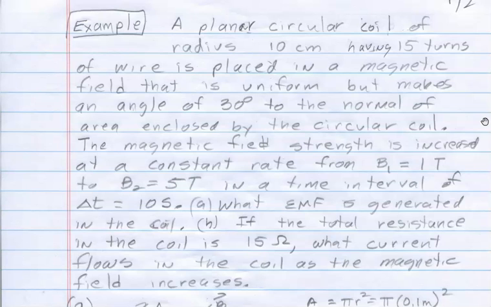The magnetic field strength, though, the magnetic field is always pointing in the same direction, its magnitude changes with time. So this is a case where we change the flux by changing the magnetic field as it changes with time. And in this case, it goes from B1, which is 1 Tesla, to B2, which is 5 Tesla, in a time interval of 10 seconds. And then what's wanted is what's the EMF generated in the coil, and if the total resistance of all the wire that makes up that coil is 15 ohms, what's the current that flows in the coil as that magnetic field is increasing at a constant rate from 1 to 5 Tesla.